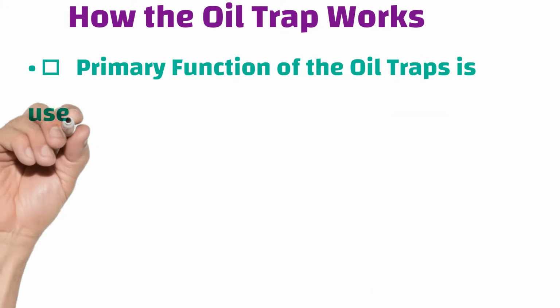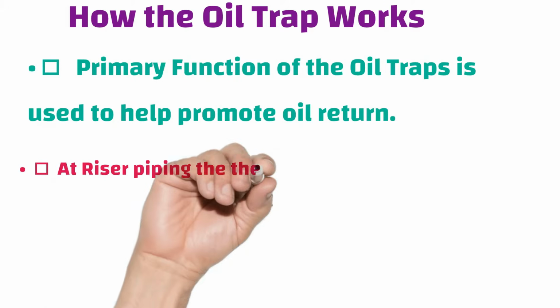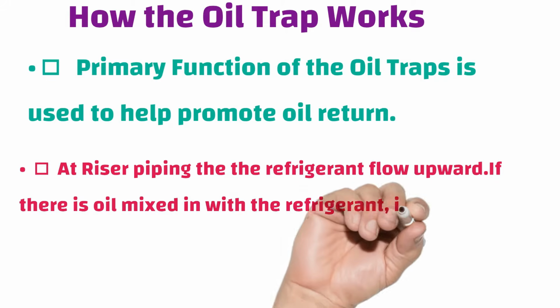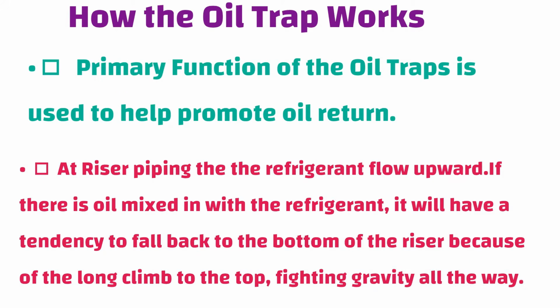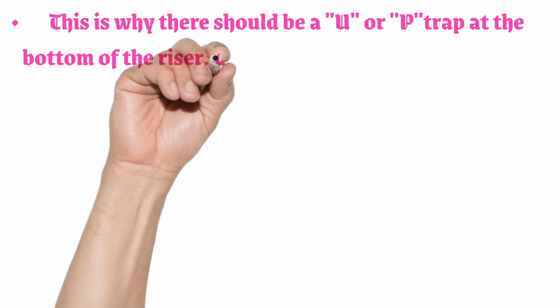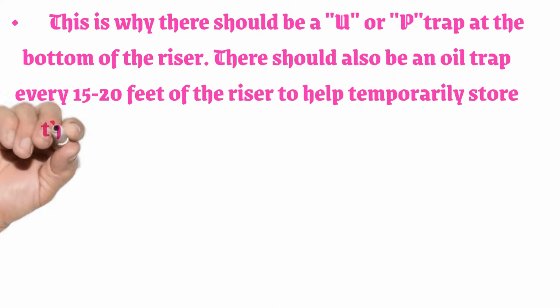Primary function of the oil traps is used to help promote oil return. At riser piping, the refrigerant flows upward. If there is oil mixed in with the refrigerant, it will have a tendency to fall back to the bottom of the riser because of the long climb to the top, fighting gravity all the way. This is why there should be a U or P trap at the bottom of the riser.